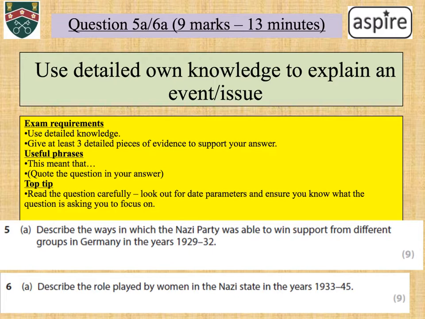You'd want to give 3 different examples there, and that's the kind of question where it's really crucial to look out for date parameters. If it gives you the dates 1929 to 1932, you won't get any credit for writing about anything in 1928 or any credit for writing about anything from 1933, and that's where your BUSY acronym is really important, so that you're underlining the key phrases in the questions. Similarly, the other question, describe the role played by women in the Nazi state in the years 1933 to 1945. Again, you'd need to be looking for about 3 different examples, so you're going into a good amount of detail.